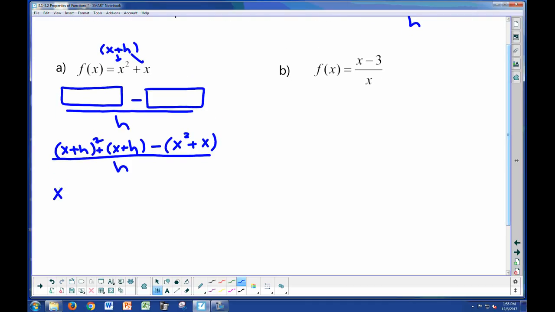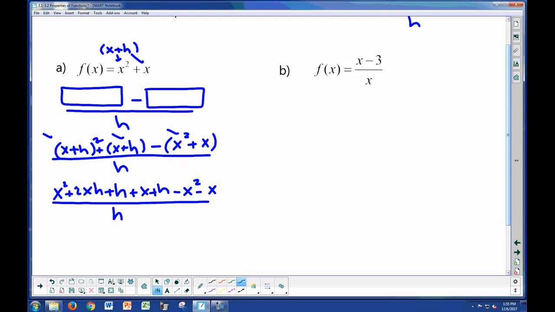This is going to be x squared plus 2xh plus h squared, according to the square of a binomial, that's that part right there, plus x plus h. That's that part right there. And then we've got minus x squared and minus x, and that's this part right here, all over h. You can tell that I'm left-handed.